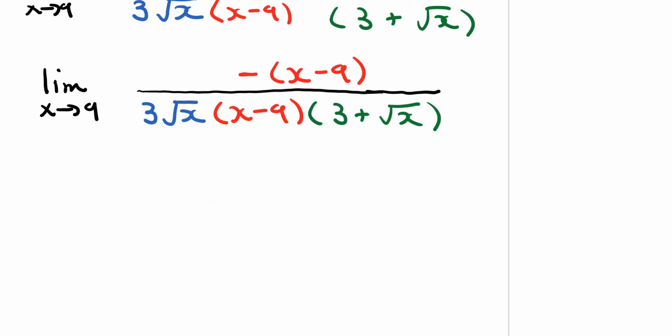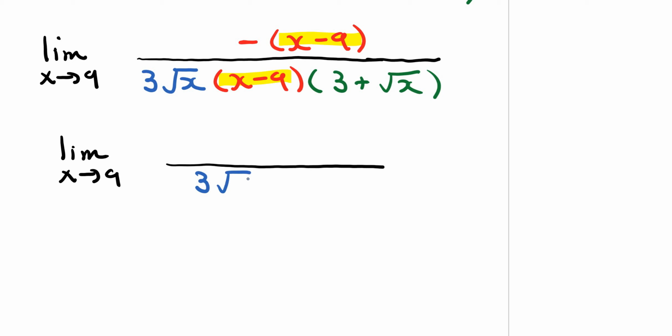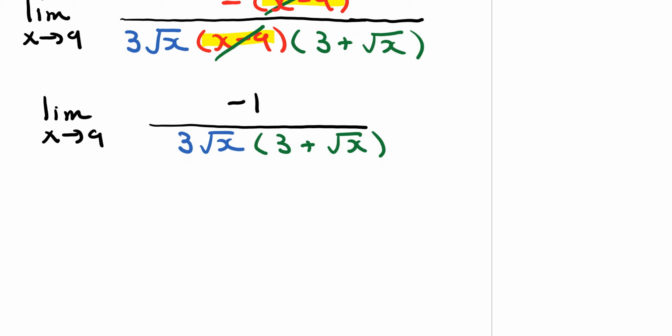And one of the reasons why I do that is because you'll notice that this part and this part will now cancel off. So my next step, I have the limit as x approaches 9. Okay, so I have a 3 root x. And this one and that one will cancel off, giving you a -1 on the top. And on the bottom, there's a 3 plus root x. Okay, and finally, we can now do a direct substitution step here.